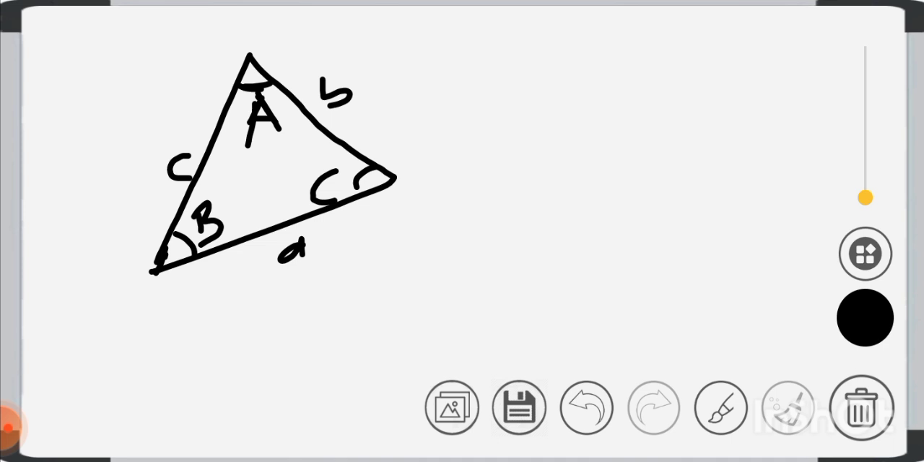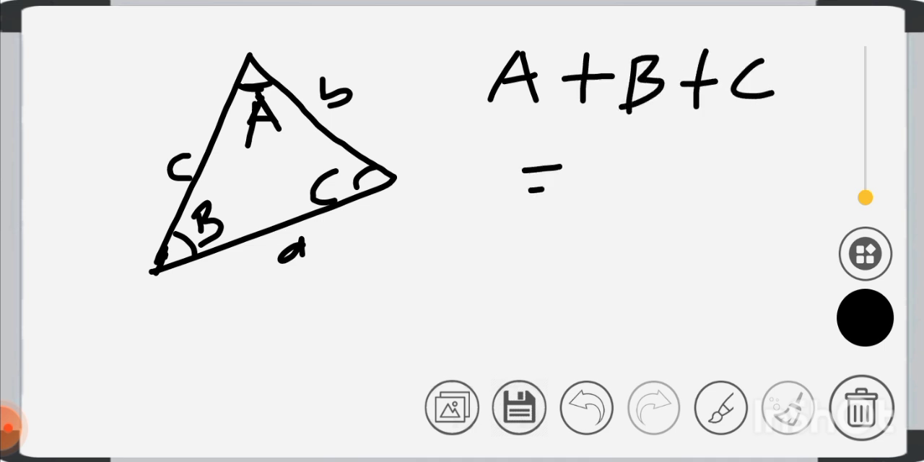So for you to get the internal angles of these triangles, look at what you do. Number one, you can use the rules of geometry, which state that the sum of the angles, if you add A to B to C, in a triangle must be equal to 180. The sum of all the internal angles of a triangle is equal to 180. That is one rule of geometry. You can use that to do it.